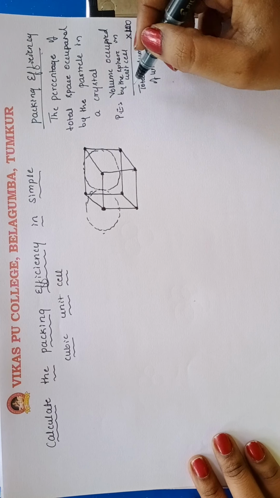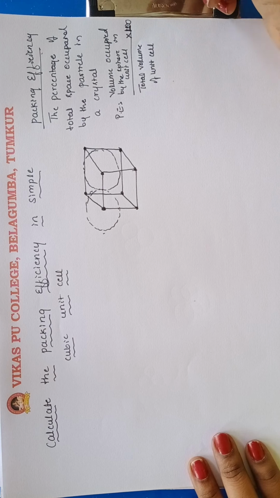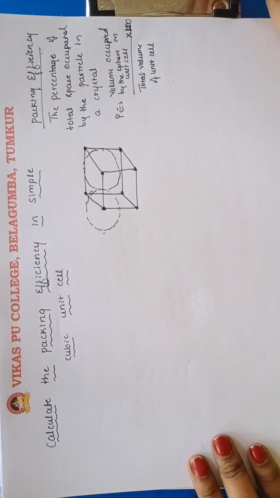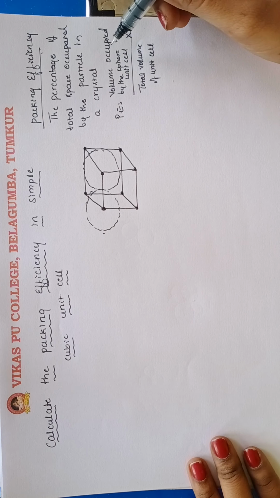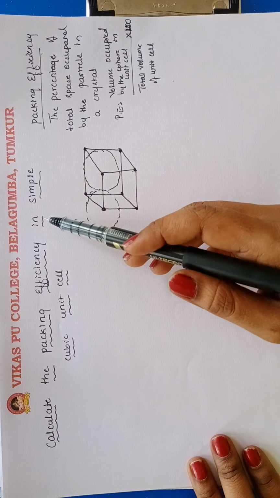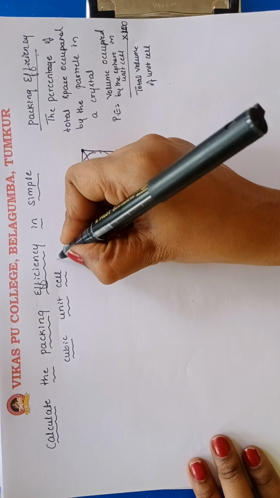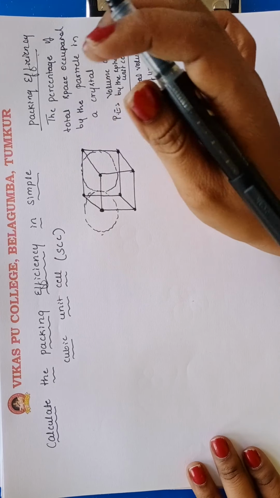This is the formula used to calculate the packing efficiency in SCC, BCC, FCC, these different unit cells. We can calculate the packing efficiency of different unit cells. Now we are going to discuss how to calculate the packing efficiency in SCC. That is simple. This is a very important question for the examination.